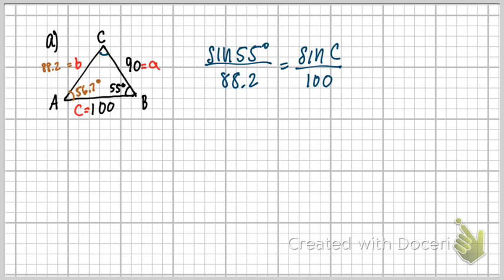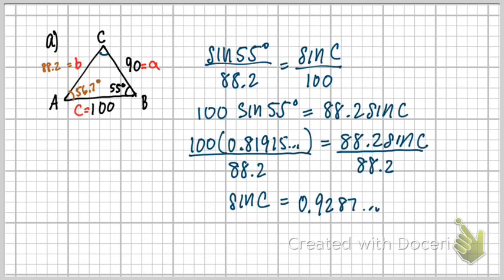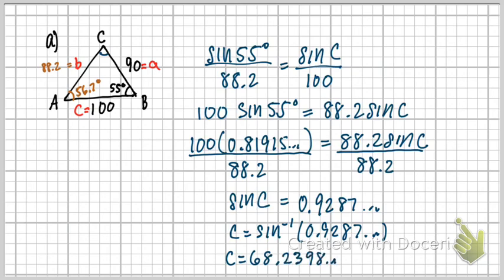Okay, so then from here I'm just going to do my algebra again. So now here it is. I kind of worked it all out for you. So I got the sine of C equals 0.9287, and then I'm going to sine inverse both sides. So C equals the sine inverse of 0.9287 blah blah blah, and that tells me C actually equals 68.2398 blah blah blah. And then when I'm rounding here, this is going to be 68.2 degrees.